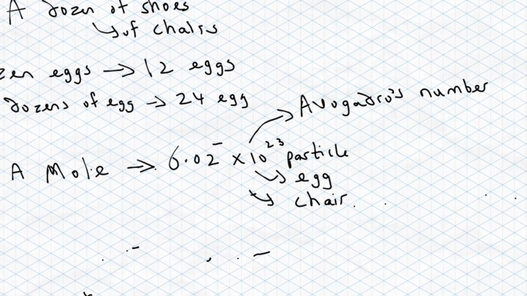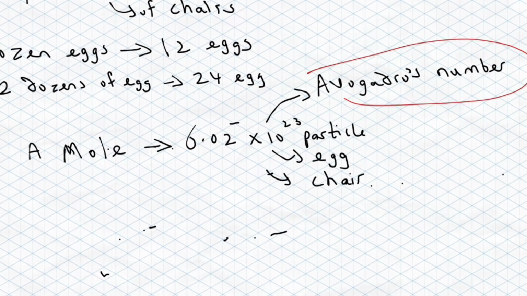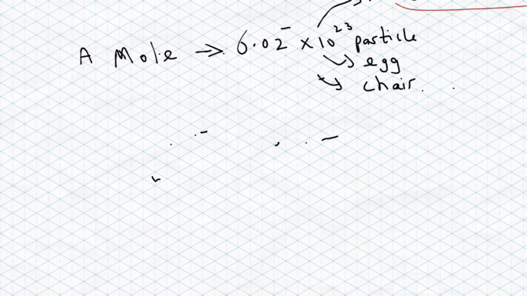Then we call the number Avogadro's number, and we are learning two things. The number was discovered by a scientist called Avogadro, and that's basically why we call the number Avogadro's number. I hope you guys understand. So that's that on that.